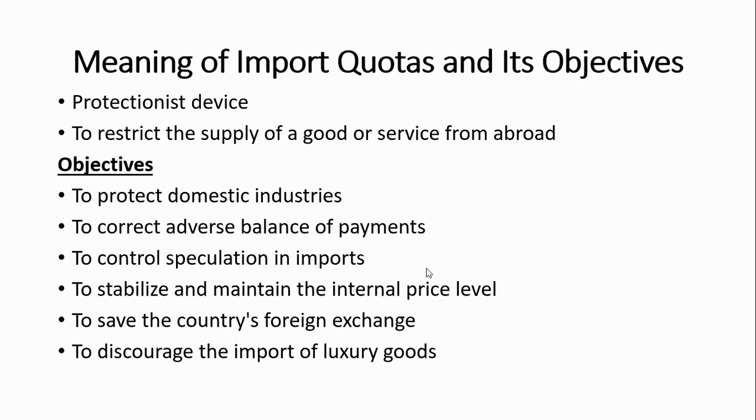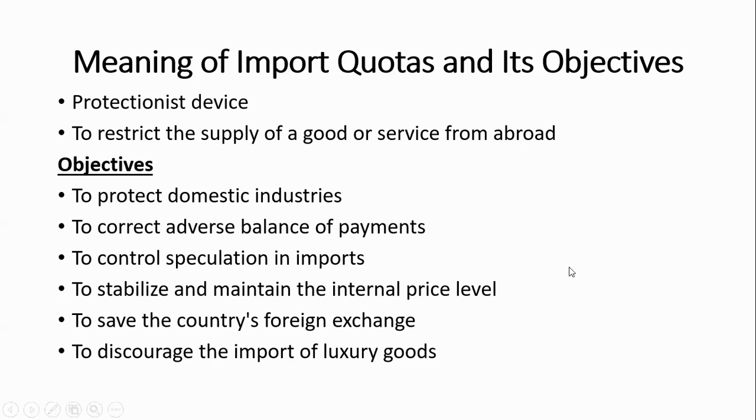by importing only essential raw materials, capital goods, and other important items, and to discourage the import of unnecessary luxury goods. Then, to strengthen our country's bargaining position on the basis of reciprocal trade agreements. Then the last objective is to adopt a retaliatory measure. This import quota can be used as a retaliatory measure against other countries resorting to restrictive trade practices such as tariffs and quotas.